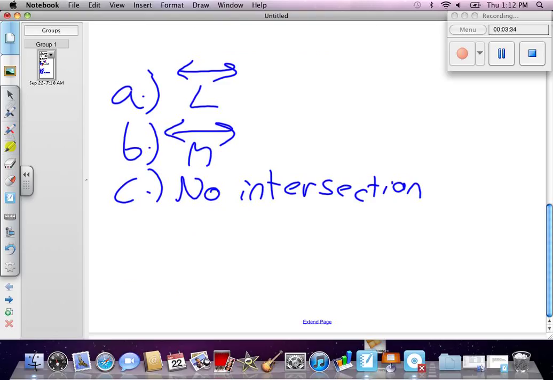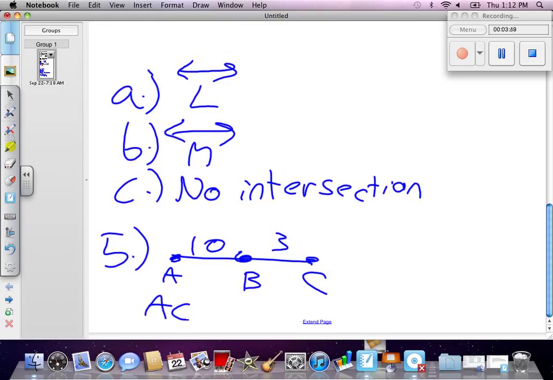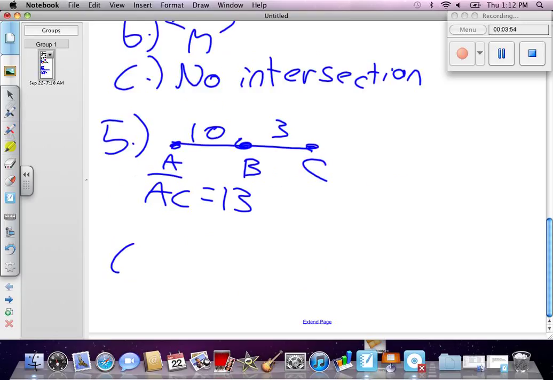Number 5. I'm going to add a 7th one on here, by the way. Number 5. We've got segment AC. We know that B to C is 3 and A to B is 10. What is the length of AC? 13.